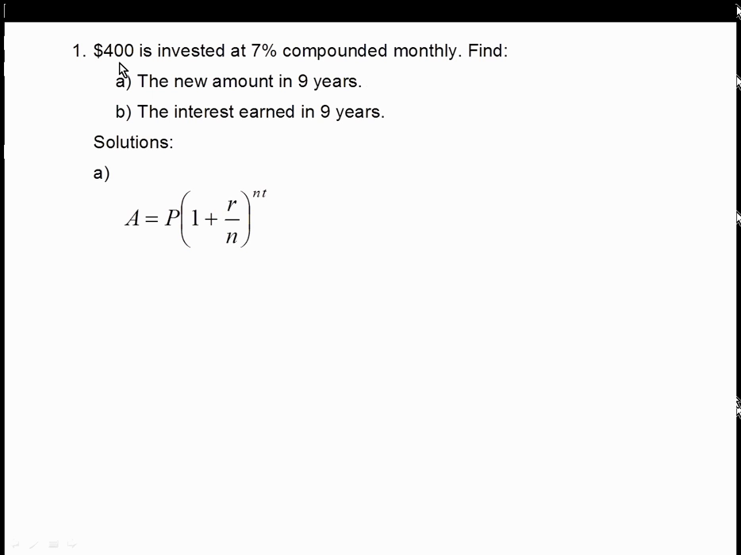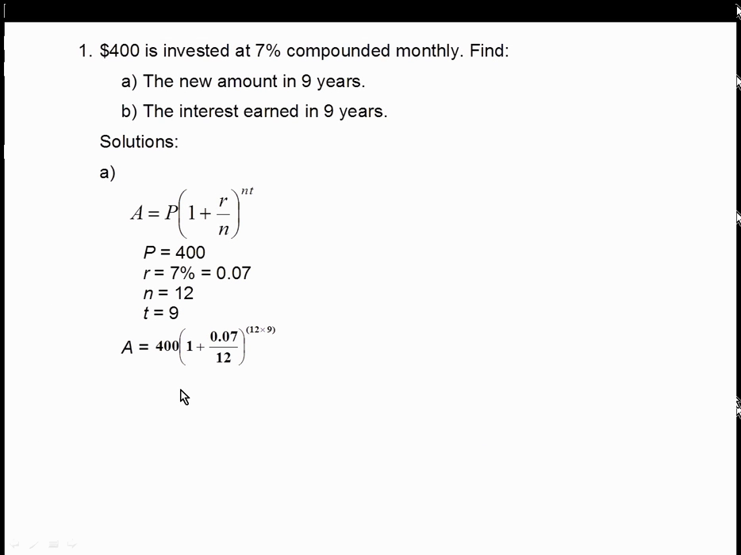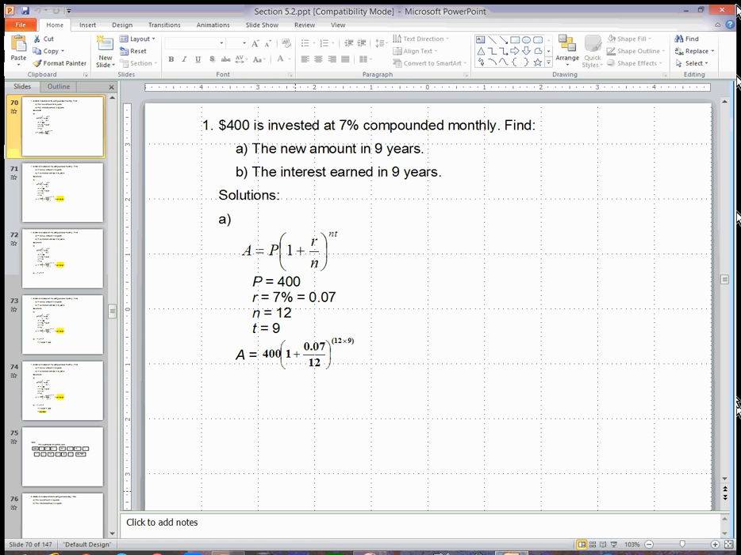Looking at the problem, $400 is invested. That's P. 7%, that's R, which is 0.07. Compounded monthly, 12 months in a year, so N is 12. Find the new amount in 9 years, so T is 9. That's what we're plugging in. To do this, of course, you will need a calculator. So let's take out our calculator here.